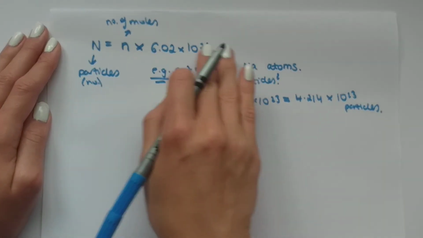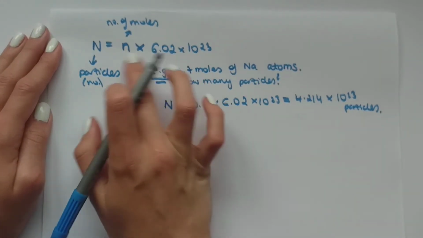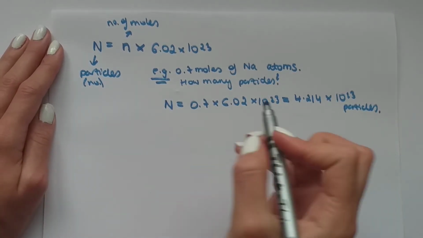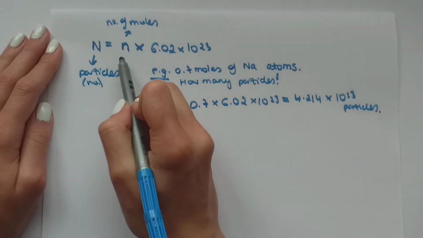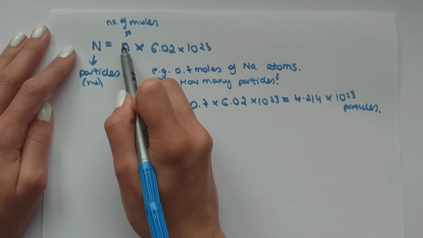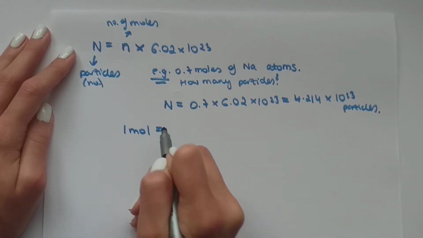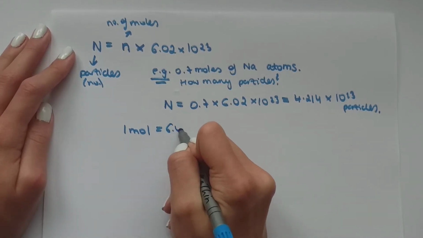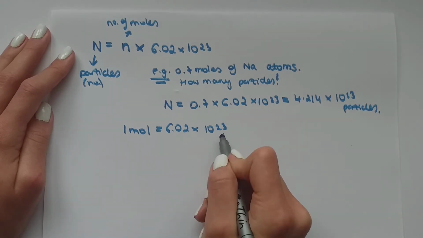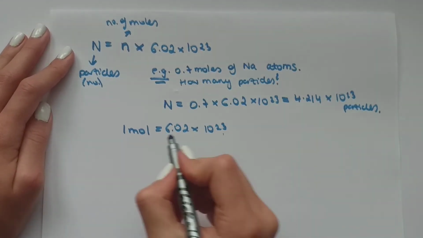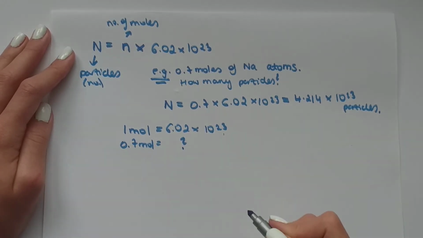As you can see, if you're not liking this equation, you can work it out differently. If we had 1 mole of atoms, that would be 1 times this. So in 1 mole of atoms, of any atoms, you're always going to have this many particles, so Avogadro's constant. So now if you're using 0.7 moles, how many particles are you going to have?